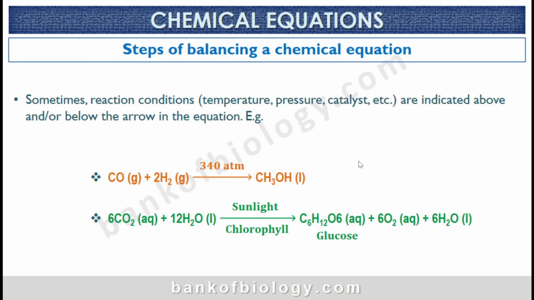Sometimes conditions like temperature, pressure and catalyst also have to be indicated, and they should be written above or below the arrow. Like in the photosynthesis chemical equation: 6CO2 aqueous plus 12H2O liquid, with sunlight and chlorophyll needed, gives C6H12O6 in aqueous form, 6O2 in aqueous form and 6H2O in liquid form. You have to write this.